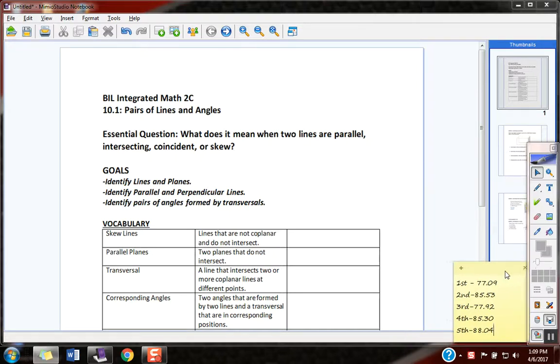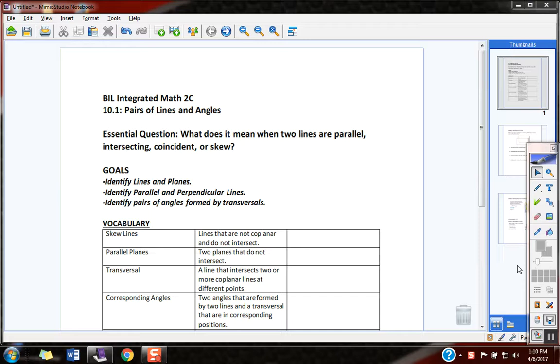Guys, we're going to start looking at chapter 10 here regarding some geometric concepts. And 10.1, the first title I have is pairs of lines and angles. Okay. Volunteer to read what our question is that we're trying to answer this hour.